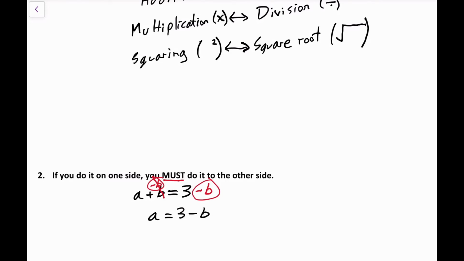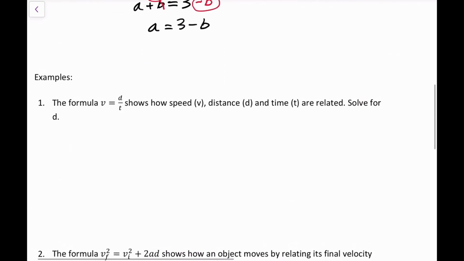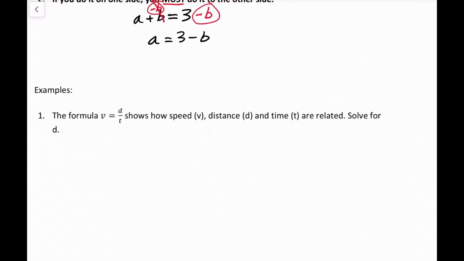Let's now take a look at a couple of examples using some real equations that you see in high school science. First of all, this formula, v equals d over t, shows how speed, distance, and time are related to each other. In this case, we're asked to solve for d. Perhaps the question has told us what v is and what t is, and we want to know how far something travels when it's going at a certain speed for a certain amount of time. Our formula is v equals d over t.